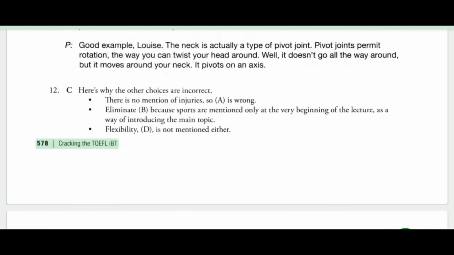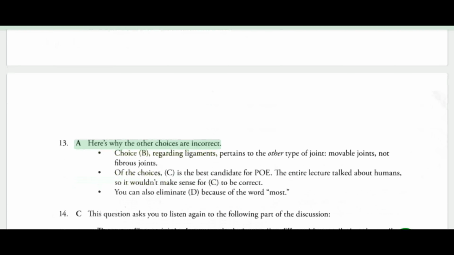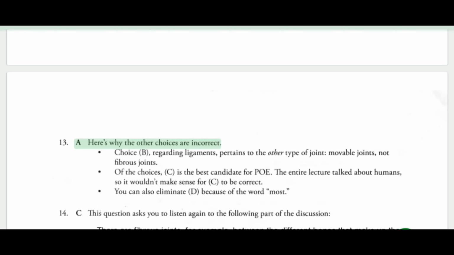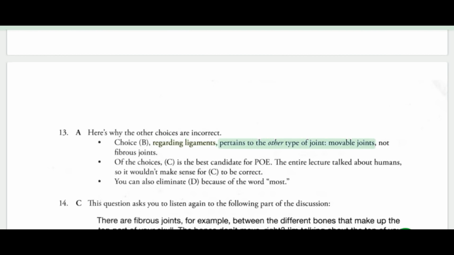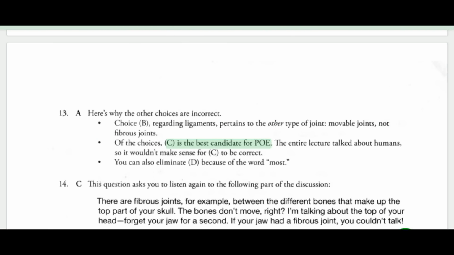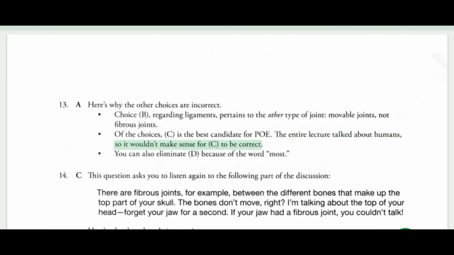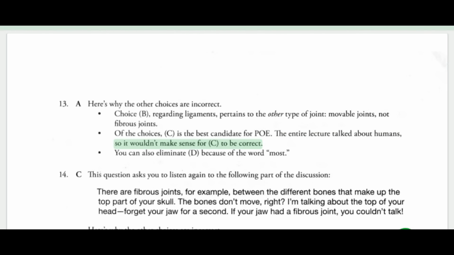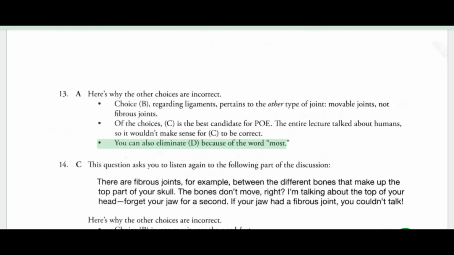13. Here's why the other choices are incorrect. Choice B regarding ligaments pertains to the other type of joint, movable joints, not fibrous joints. Of the choices, C is the best candidate for process of elimination. The entire lecture talked about humans, so it wouldn't make sense for C to be correct. You can also eliminate D because of the word most.